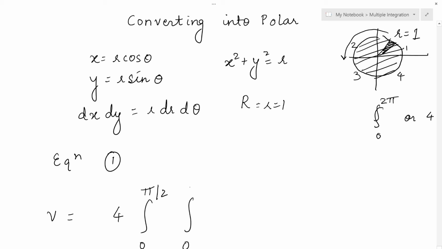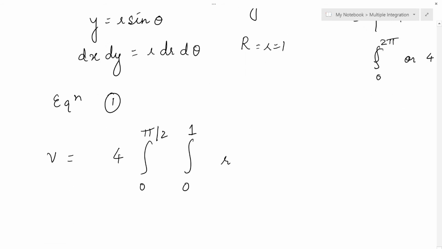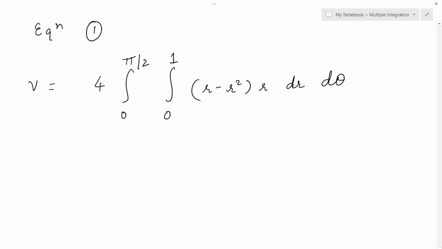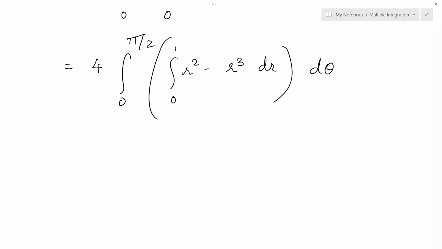and the inner limits are 0 to 1. So my inner integrand will become x square plus y square is r square. This will become r minus r square, and r. So r minus r square r dr d theta. So let's integrate with r first. It's a simple integration now. So this will become r square minus r cube. The limits of integration are 0 to 1.